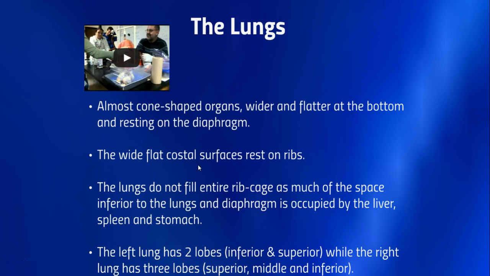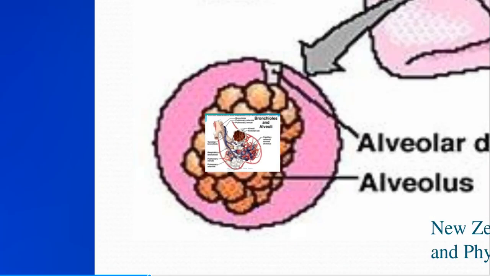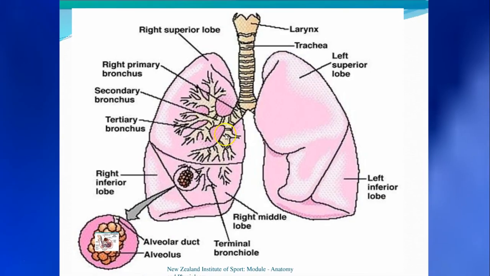The left lung actually has only 2 lobes, while the right lung has 3 lobes. We'll go back and look at this picture here, and you'll see that. So you've got the superior lobe and the inferior lobe on one side, and on the other you've got the superior lobe, the inferior lobe, and then the middle lobe, they call it here, so 3.